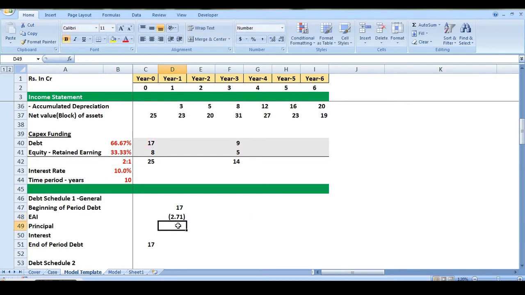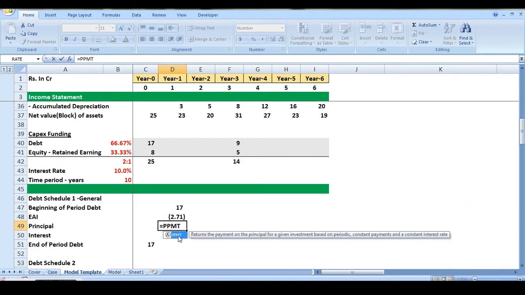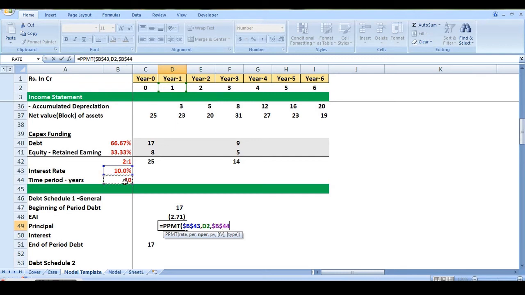If we want to calculate the principal proportion of it, we will use PPMT function, which again asks for rate, freeze it, comma, period. Period is 1, comma, we are not freezing the period. Okay. Then comes number of periods, which is 10, freeze that value, present value 17, freeze it because it remains same, future value 0, and again end of the period payment assumption.